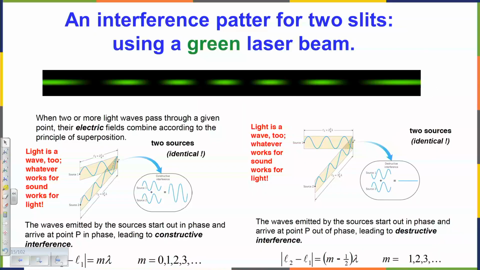And what should we see? Well, if we use the green laser pointer, we should see a green pattern. If we use a red laser pointer, we should see a red pattern, and so on. Somewhere we should have nothing. That's what we call a minimum of intensity. But somewhere we should see something. Let's see.